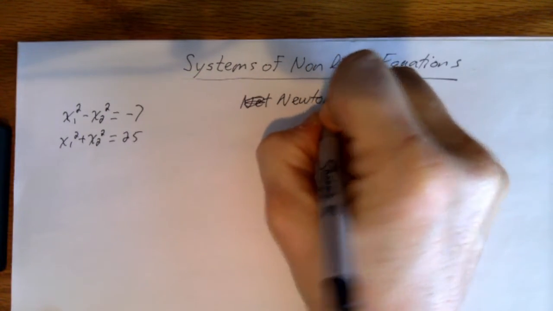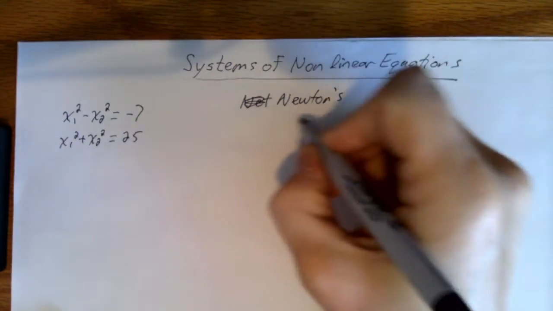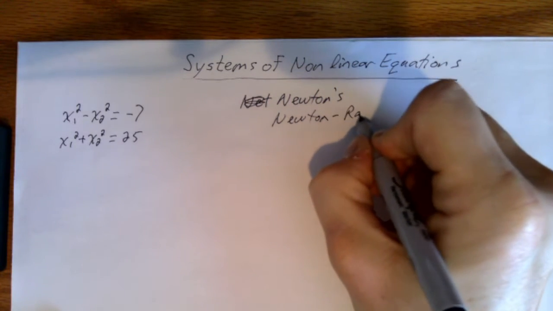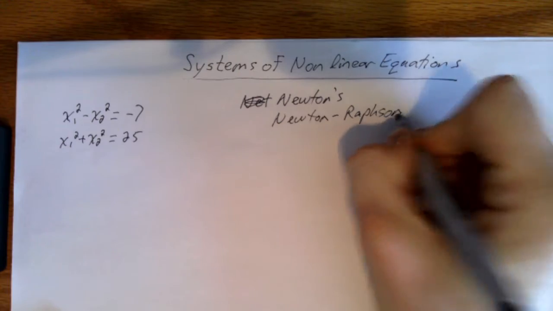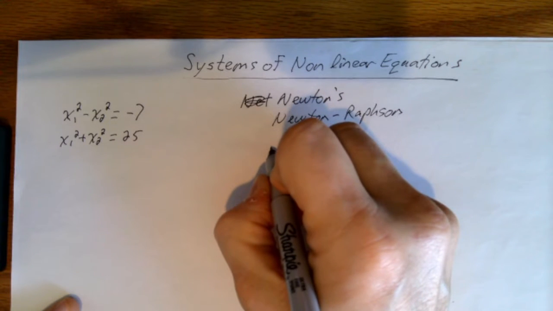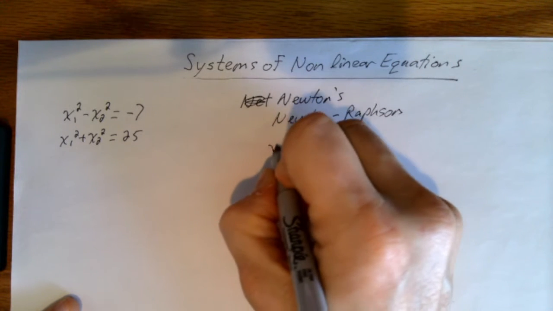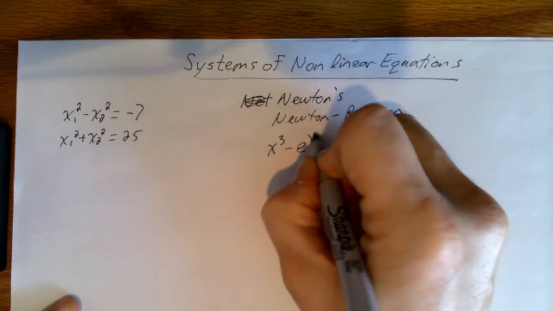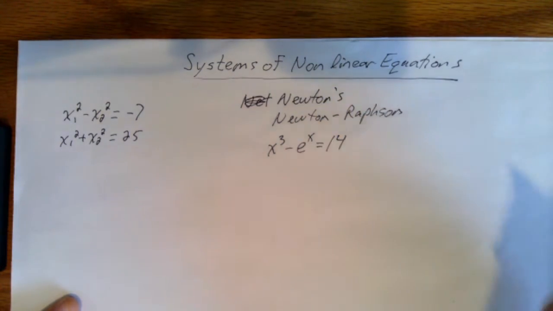method, or the Newton-Raphson method, to solve a single nonlinear equation. So we might have something like this. x cubed minus e to the x power equals 14.